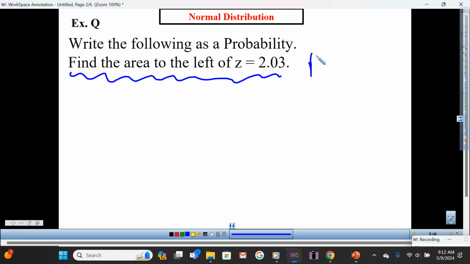Look up. P. It says, find the area to the left of z. Think about it, taking you back to Algebra 2. How would you write that as an inequality? Think about it. Talk it over with your neighbor. How would you write that as an inequality?